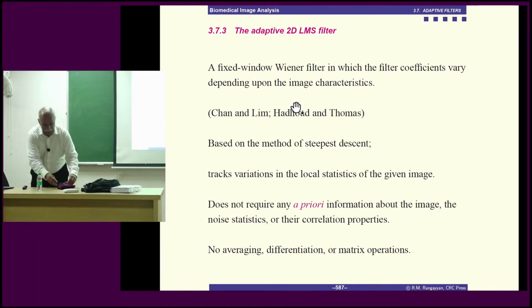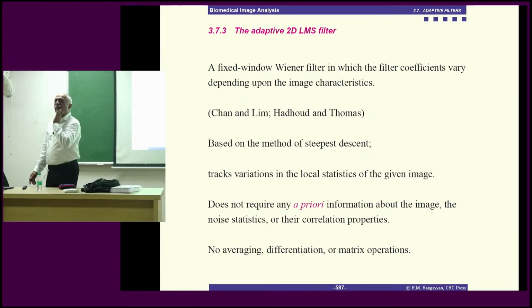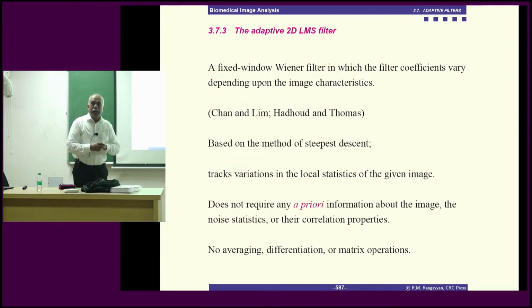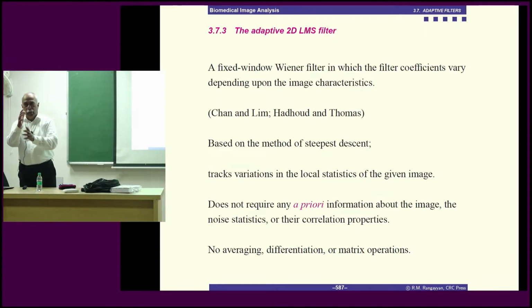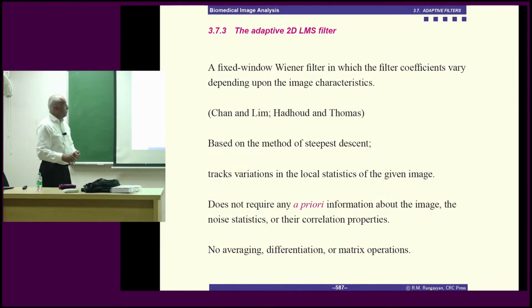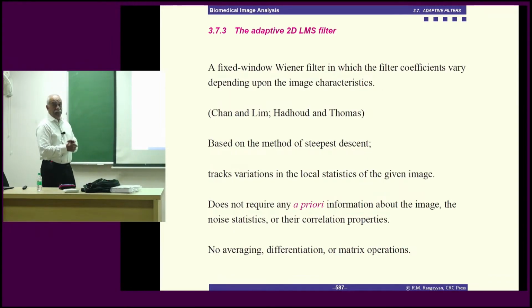Okay, let's go back to our lecture material. We saw the Wiener filter and the adaptive LLMMSE filter. Now there are a few more adaptive filters where some parameters are modified as you go pixel to pixel. The adaptive 2D LMS filter, least mean squares filter, is like a fixed window Wiener filter. The window size is fixed, but the filter coefficients vary.